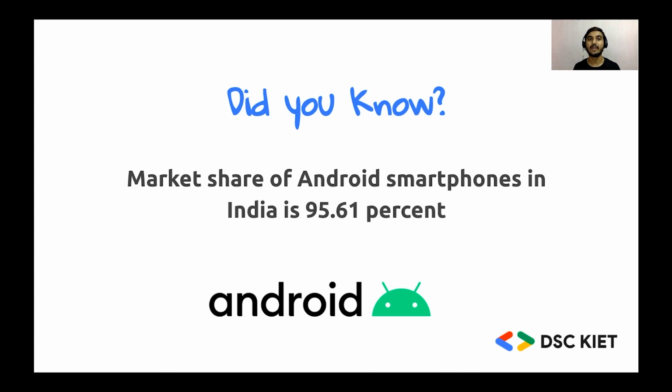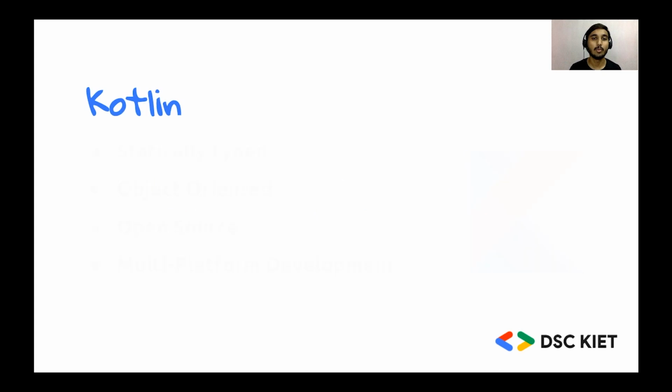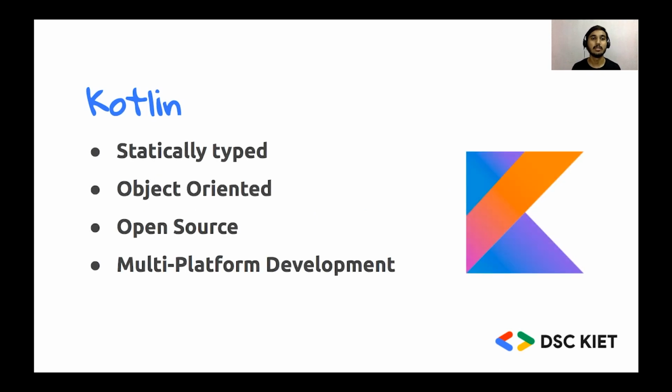And we have another fact that the market share of Android smartphones in India is 95.6%. That is actually a huge number. So let's see what exactly a native application is. We have a quick look at what natives are, that we are developing for a platform specific. Let's see what languages, and we have a deep overview of this Kotlin language.